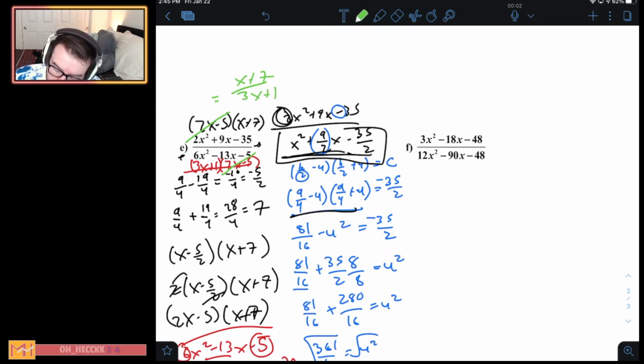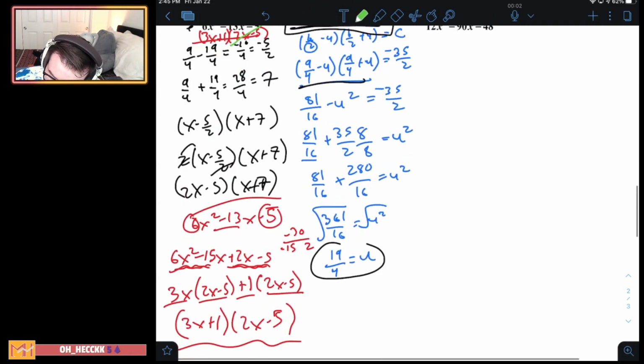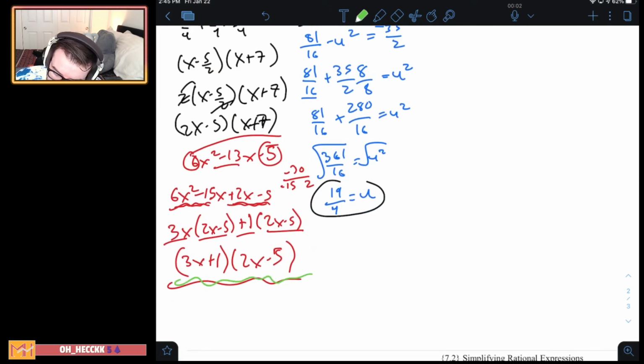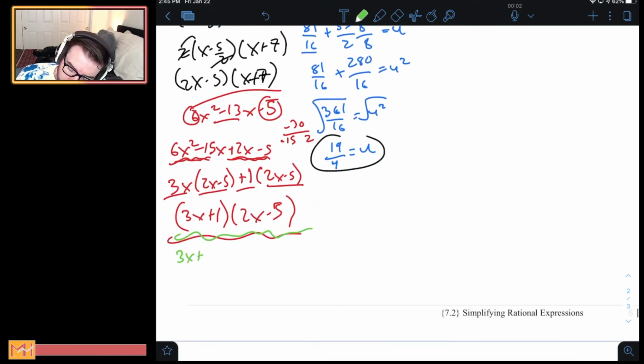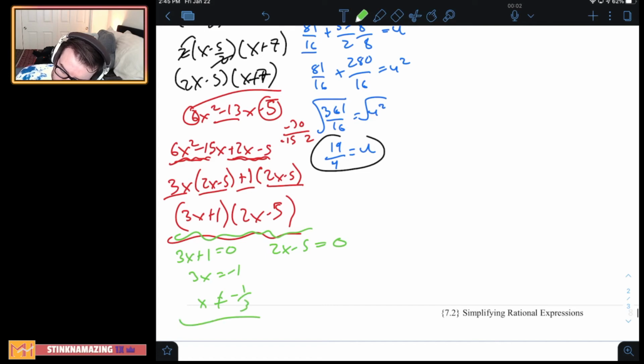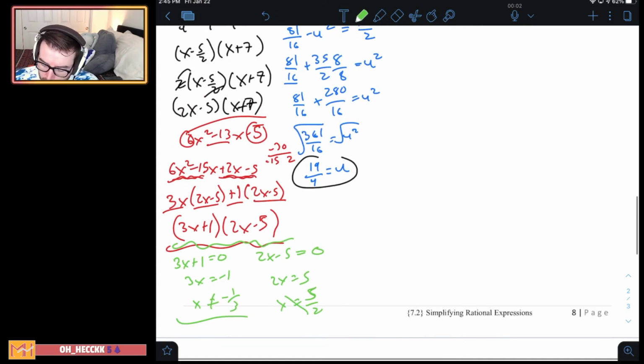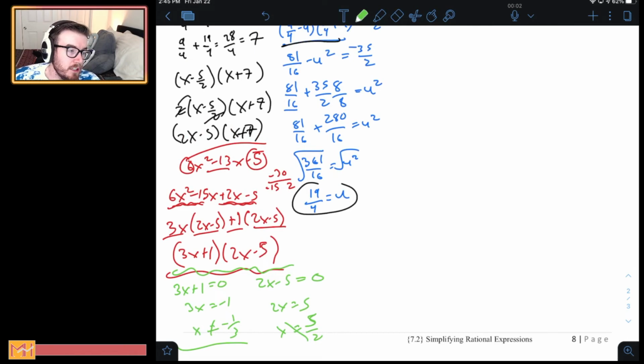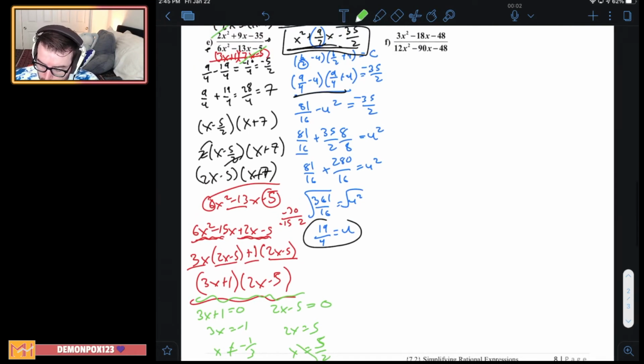And don't forget the undefined values. This is the denominator. So what are the undefined values? Whatever makes the denominator 0. Definitely a little bit longer of a problem. It is what it is. What can I say?